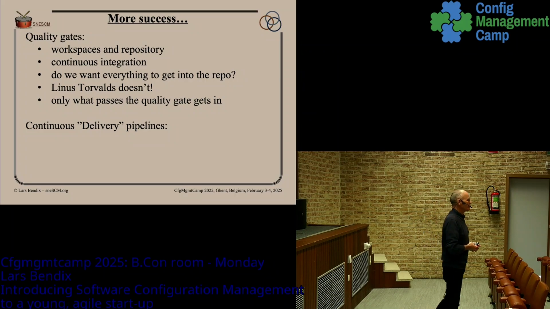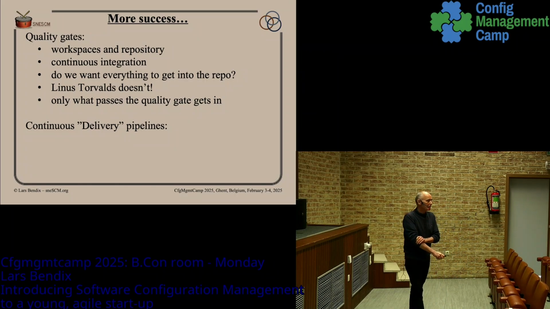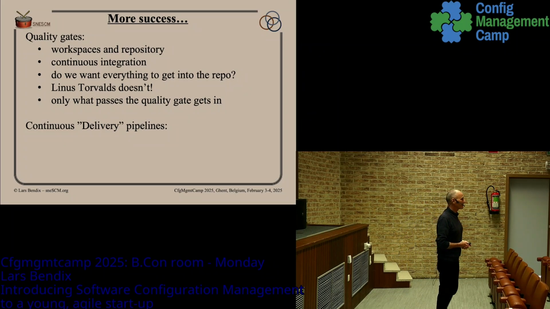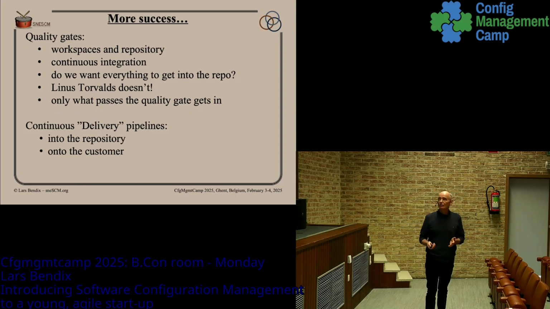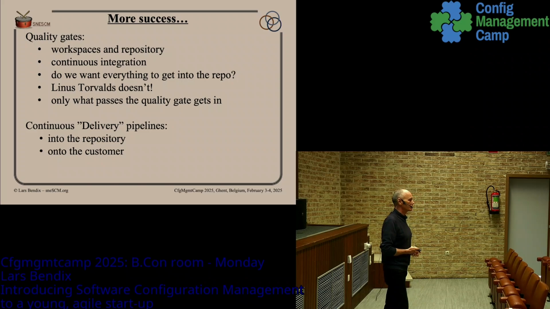When we have talked to them about quality gates, the next step is to sort of go into continuous delivery pipelines. And I put delivery in quotes here because to me, it's sort of delivering into the repository. That is the first step. We're delivering to the team. And then we could sort of advance it and bring the level of the quality higher and higher such that we feel confident that we could actually deliver it also to the customer.